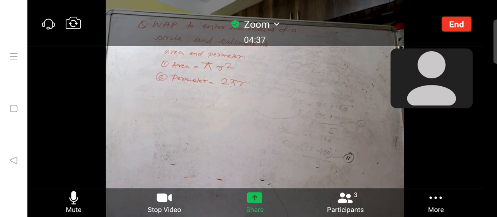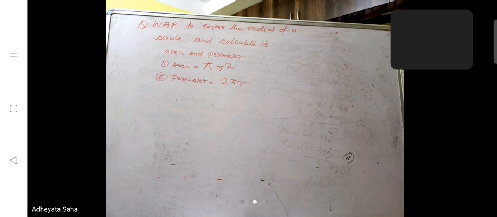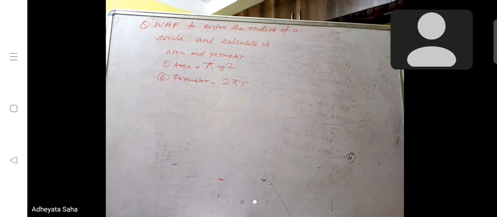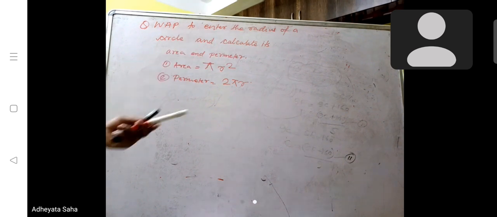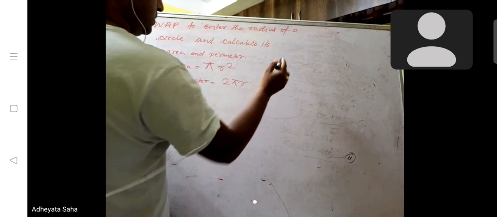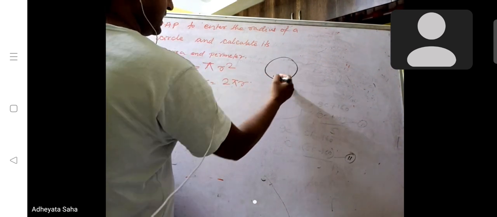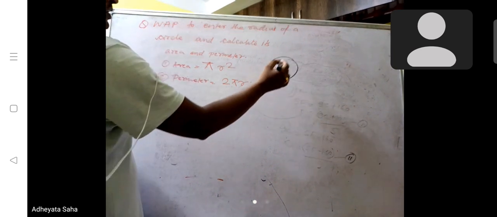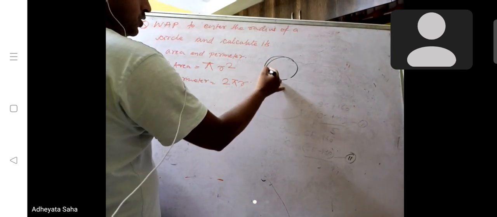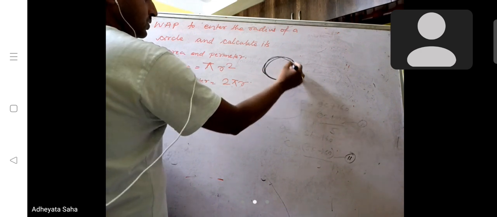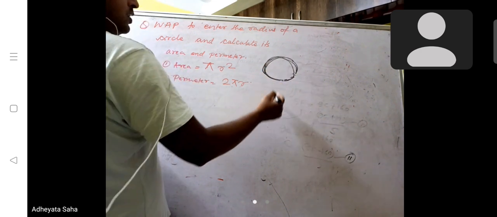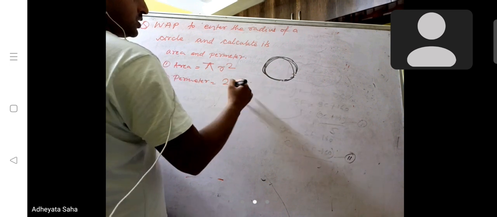Can you try this program? Yes or no? Both of you? Yes, sir. Try this means you have to enter the radius of a circle. So this is one circle. In order to find its area and perimeter, perimeter means this boundary, okay? What is the length of this boundary distance? So for that, the formula is this, okay?